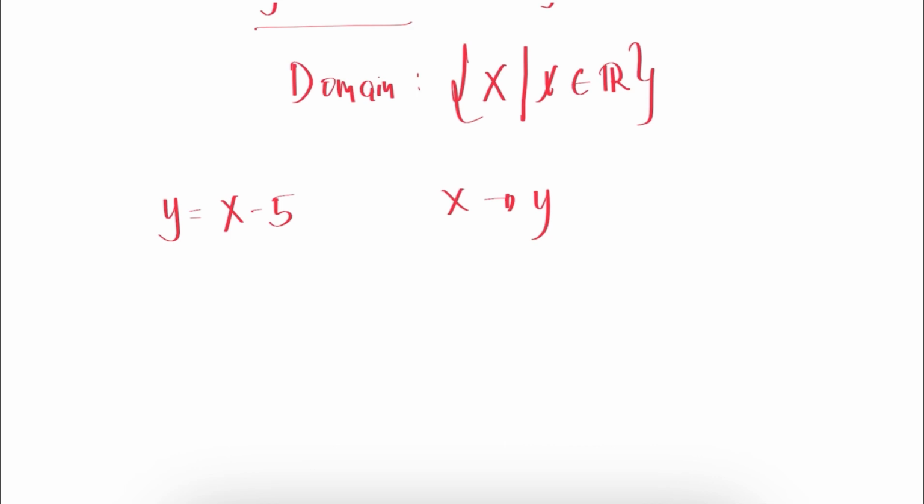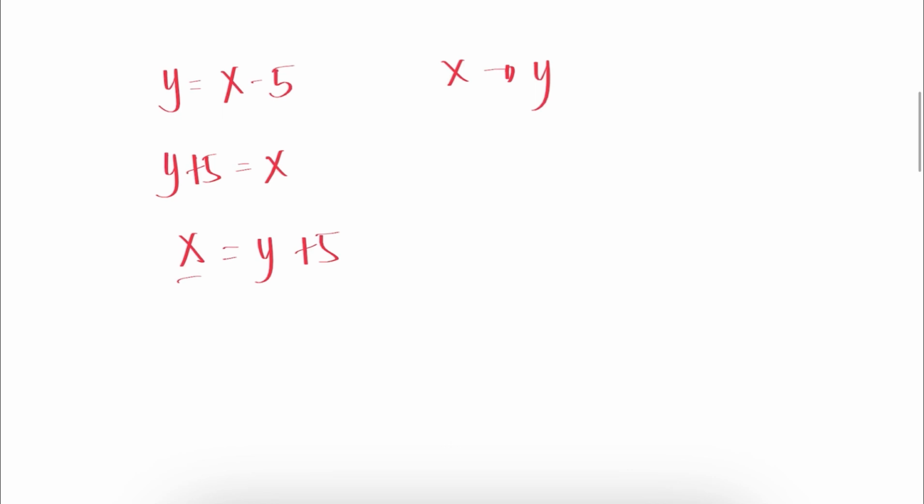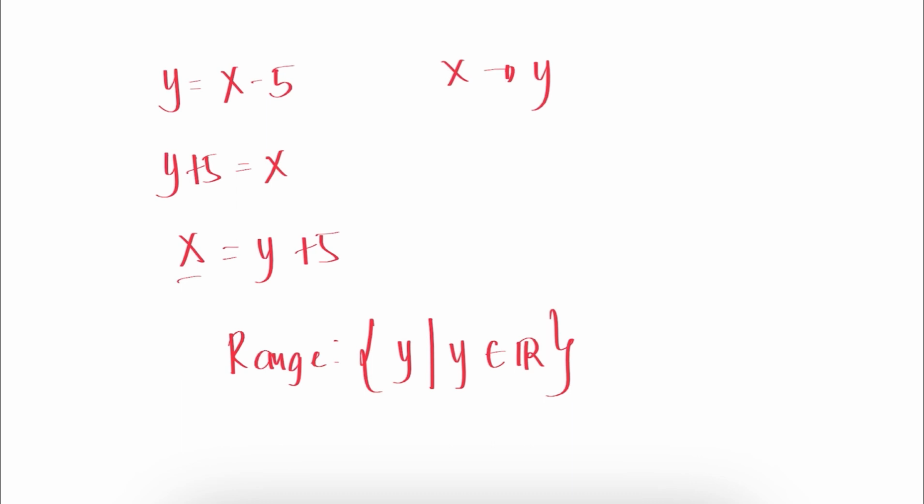So transposing negative 5 to the left, we have y plus 5 is equal now to x. And then let's interchange. x is also equal to y plus 5. Take note that the equation x is equal to y plus 5 is also a polynomial function or equation. So then, there is no restrictions. So of course, the range is also all values of y such that y is an element of all real numbers. Okay?